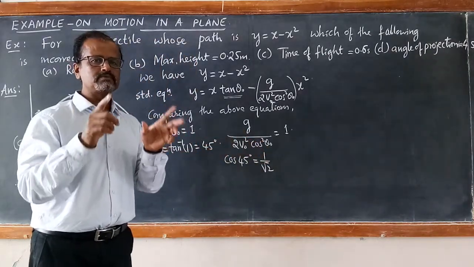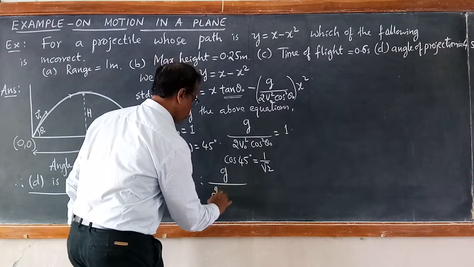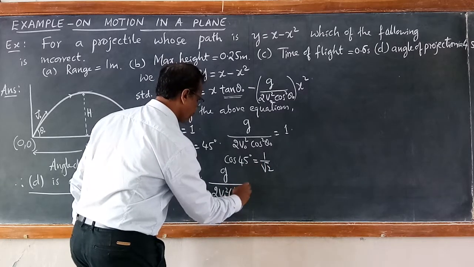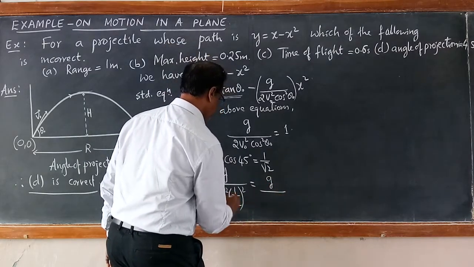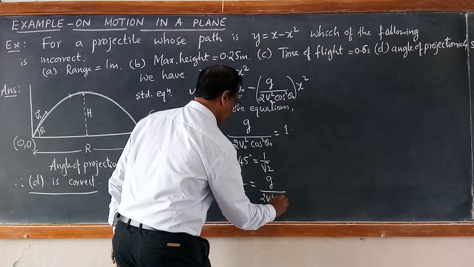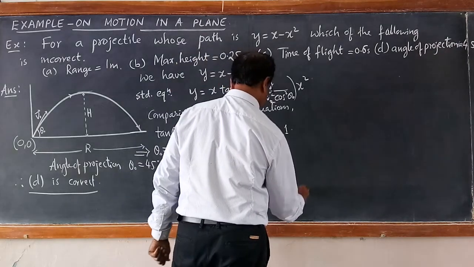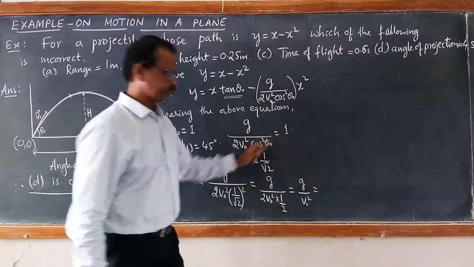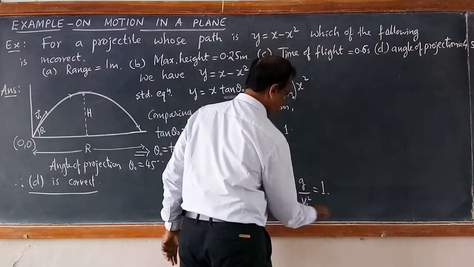becomes 1 by 2. Therefore, I can write g upon 2 v naught square into 1 by 2. The 2 cancels with this 2. So thus we are getting g upon v naught square, which is equal to 1, as the right hand side is 1.